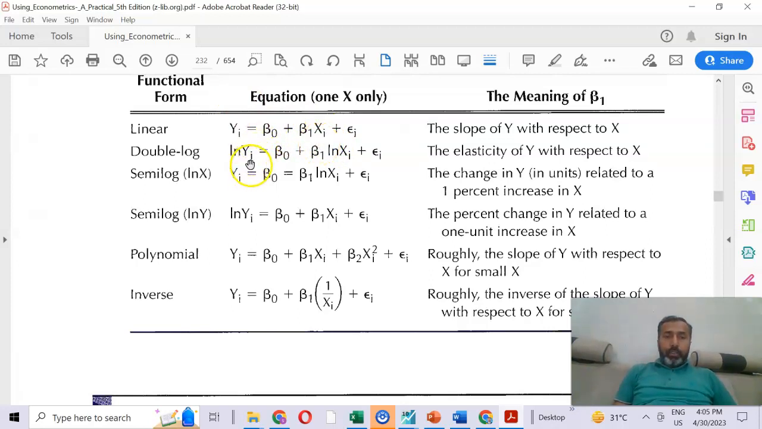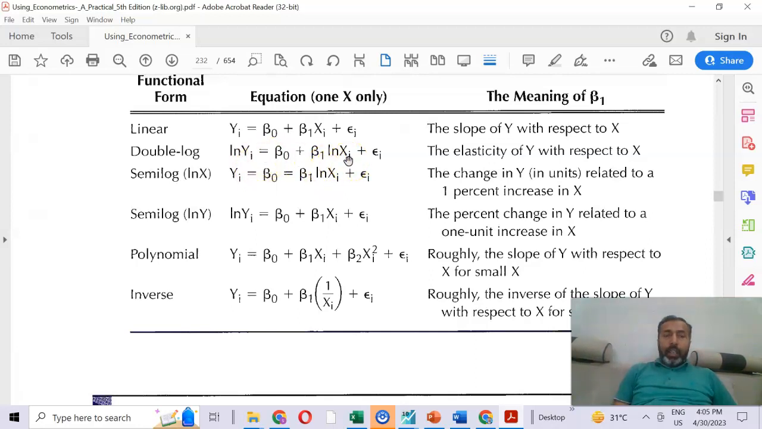The second possible functional form of a regression equation could be double log. By double log, we mean that we measure the dependent variable in natural log and we also measure the independent variable in natural log form. Here, the interpretation of beta 1 will become different. Here, beta 1 is not the slope of y with respect to x like in the case of a linear equation. Here, beta 1 will be the elasticity of y with respect to x.